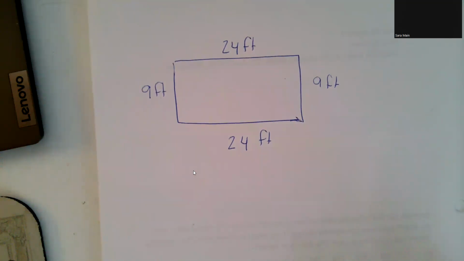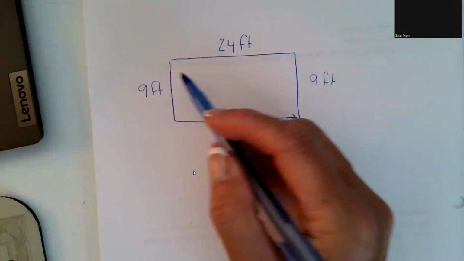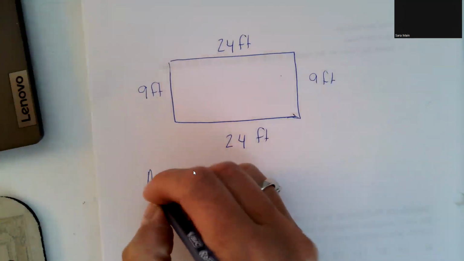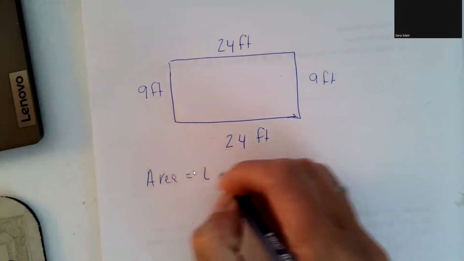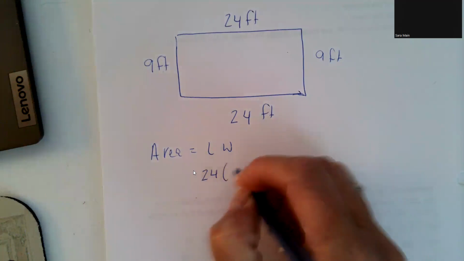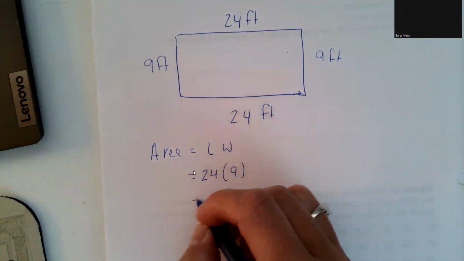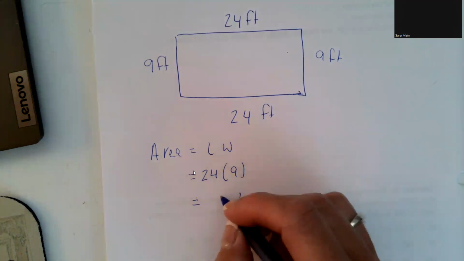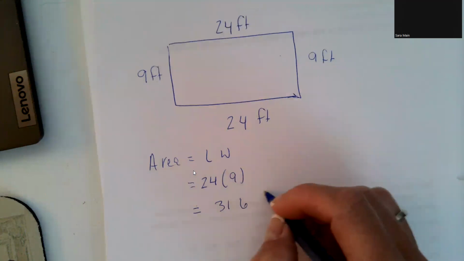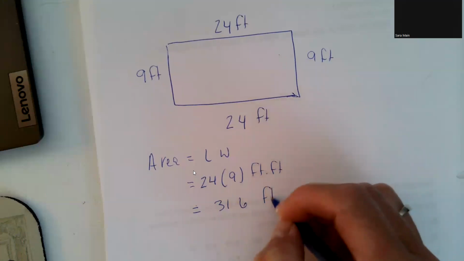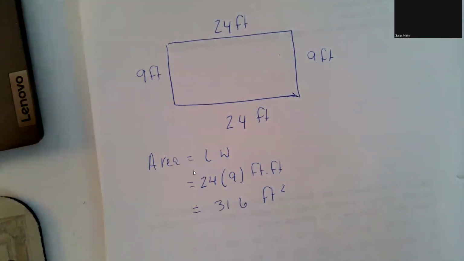So we could do this two ways. We could find the area first and then switch it over to square yards. So I'm going to do area equals length times width. So that's going to be 24 times 9 equals 27 or 18, 316, and that's going to be feet times feet. So this is feet squared, or square feet.